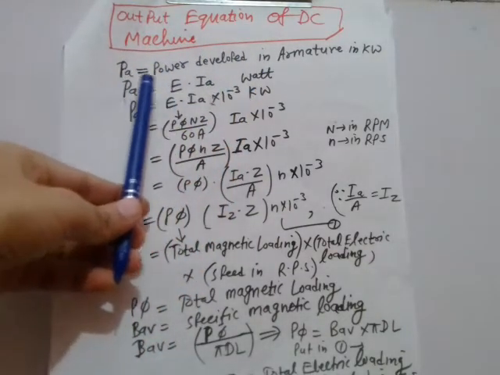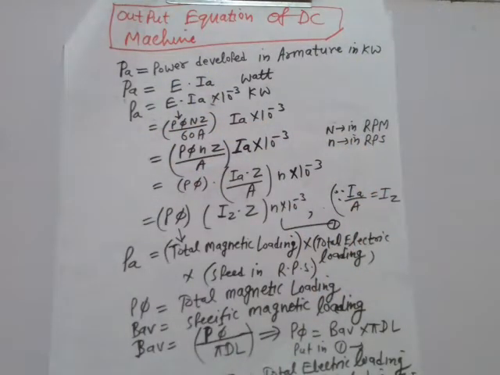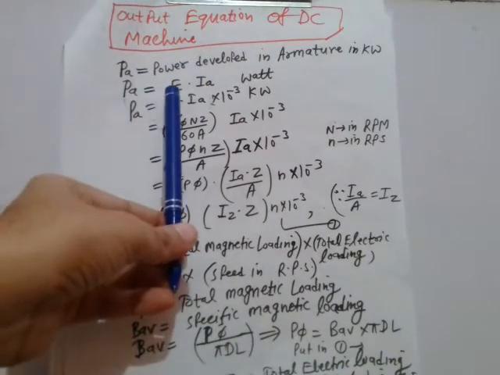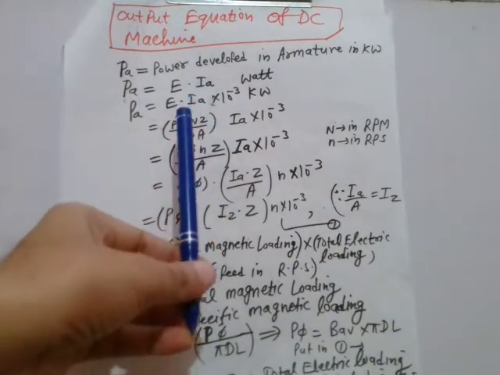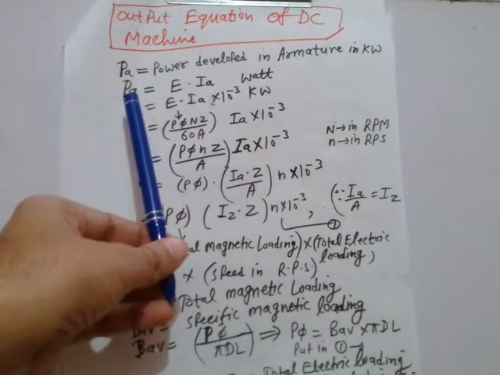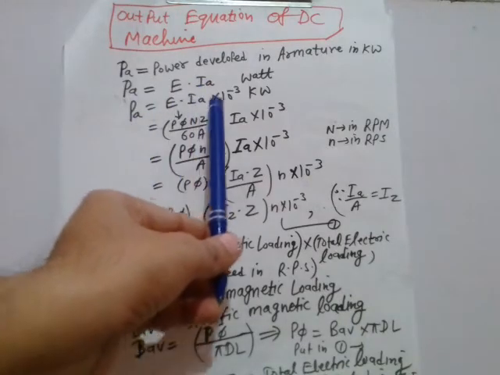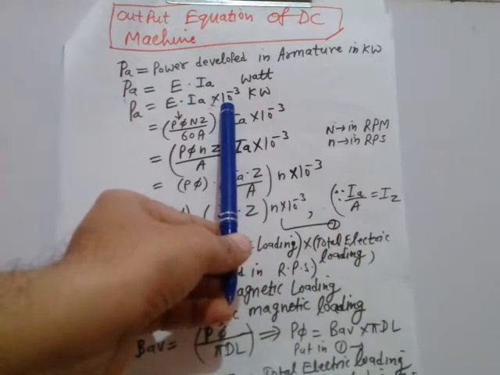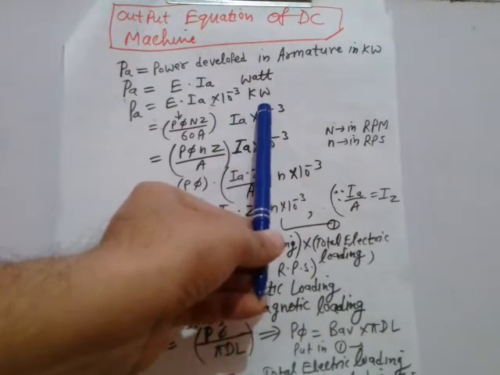Suppose PA is the power developed in the armature. PA is the armature power developed. It is equal to the armature induced voltage E into the armature current IA. You know power P is equal to VI, in the same way you can write PA is equal to E into IA. So PA is equal to E into IA into 10 to the power minus 3. If you want to convert this into kilowatts, then you have to multiply with 10 to the power minus 3.